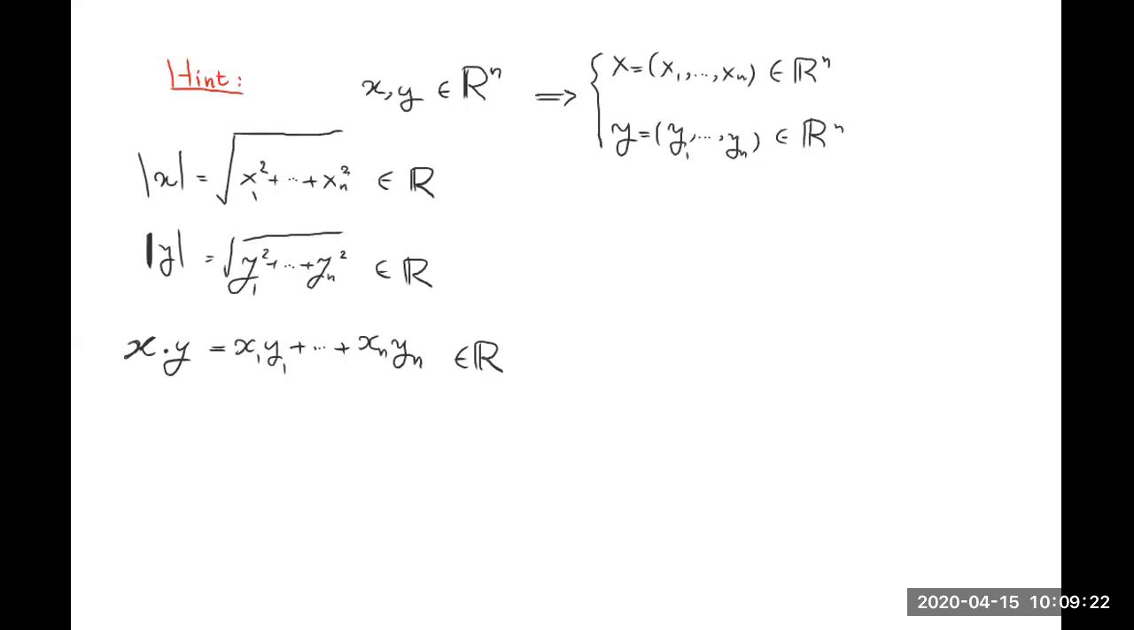Okay, so I will write that down. The correct thing is an inequality between the inner product x dot y and the norm of x times the norm of y, which is a number. On the right-hand side, I have the multiplication of the norm of x and the norm of y. On the left-hand side, I have the inner product of x and y. Think for a second how you can make an inequality out of this.